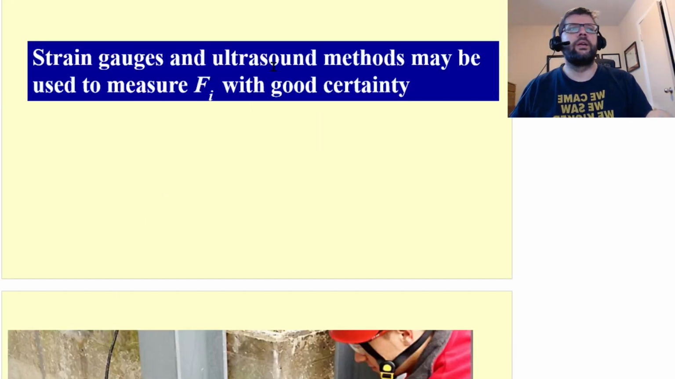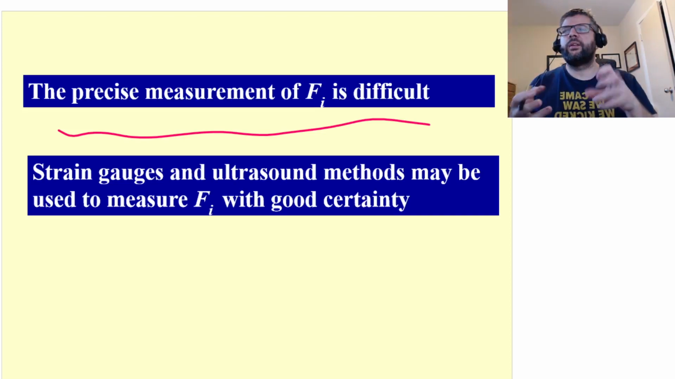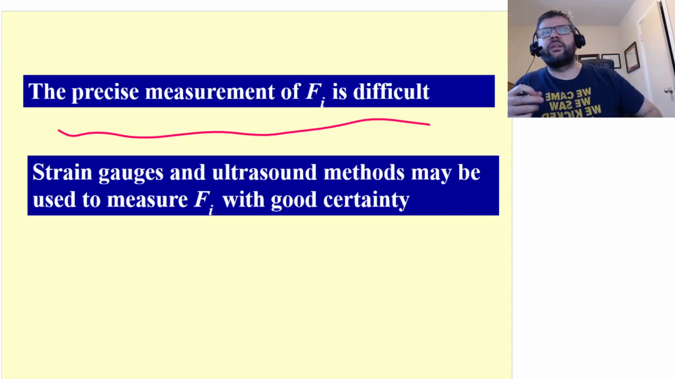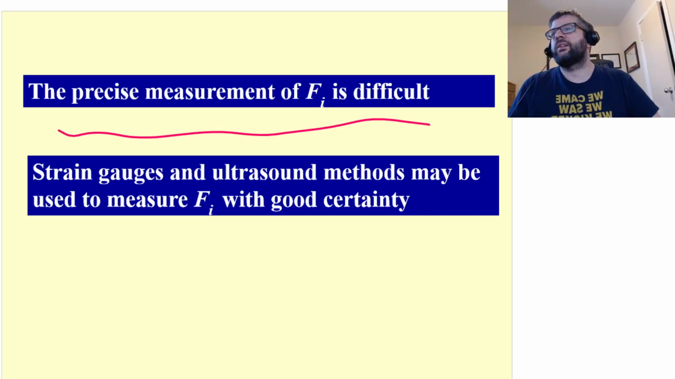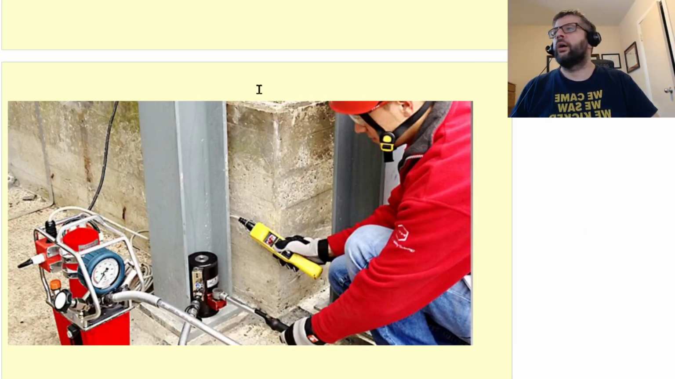That having been said, it can be difficult to measure this. You can tighten it up a certain amount, you can rotate it, and you might be able to estimate it. But for precise measurement, you may need to use some sort of strain gauge or ultrasonic measurement if it is critical. So here's an example of a bolted connection where they're using an ultrasonic measurement to determine, with fairly good accuracy, whether or not it's been tightened up to the amount it needs to be.